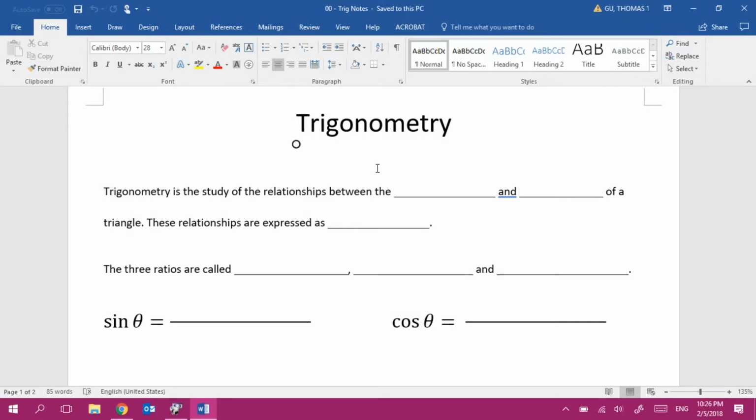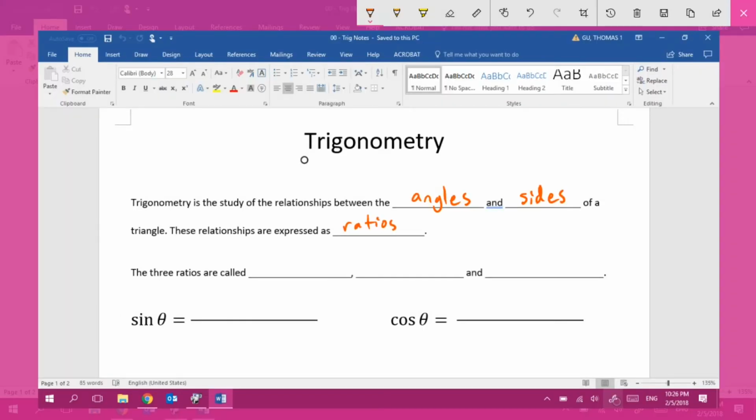All right, so anyways, today we're going to be starting a new topic, and this is everyone's favorite. When people think about geometry, really they think about trigonometry, and that's what we're starting today. Trigonometry. What is trigonometry, Coach Goo? Well, you see, young grasshoppers, trigonometry is the study of the relationships between the angles and the sides of a triangle. And these relationships are expressed as ratios.